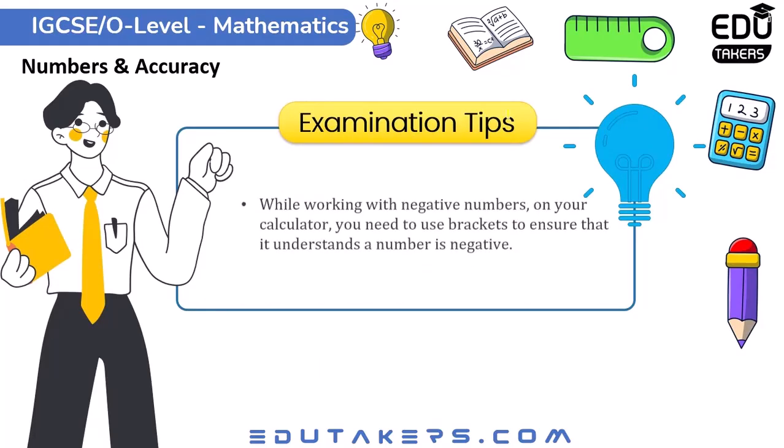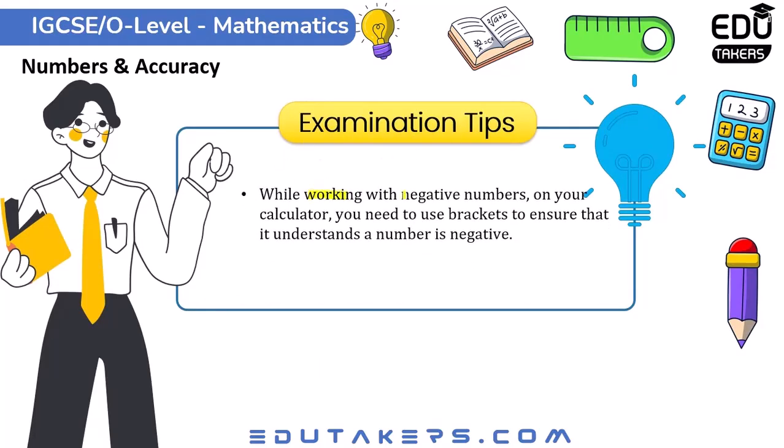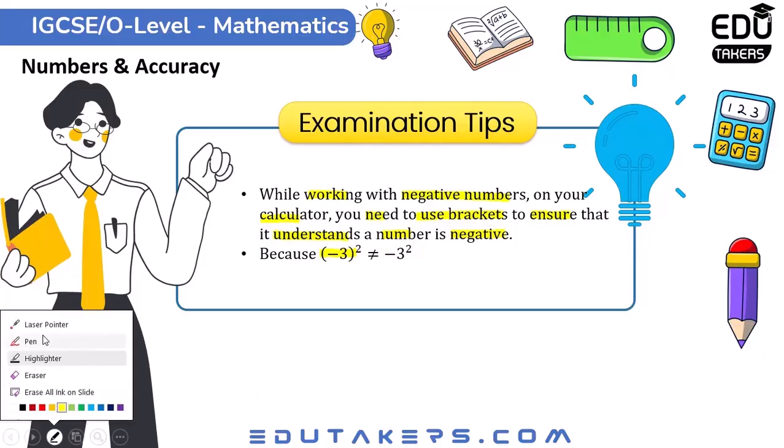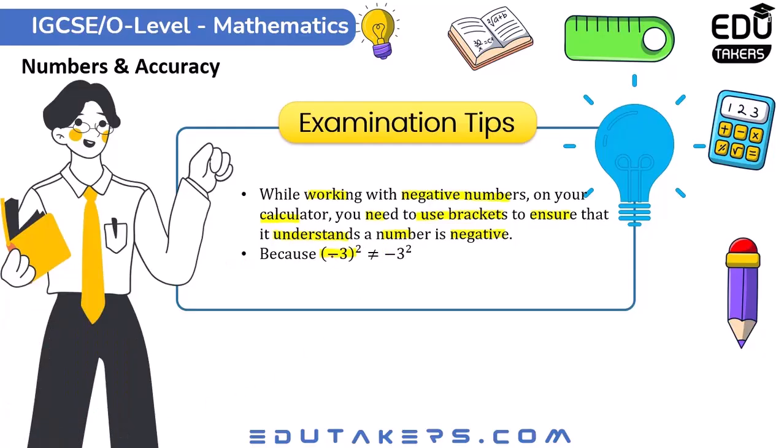Here is another examination tip. While working with negative numbers on your calculator, you need to use brackets to ensure that it understands a number is negative. Because if in brackets we write negative 3 and then square it, this is not equal to negative 3 squared. You can check it on your calculator. This results in 9, which is not equal to the other, which results in negative 9.